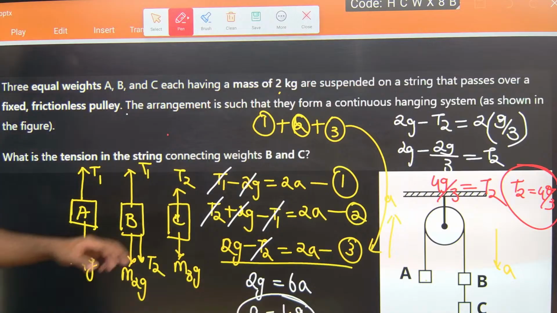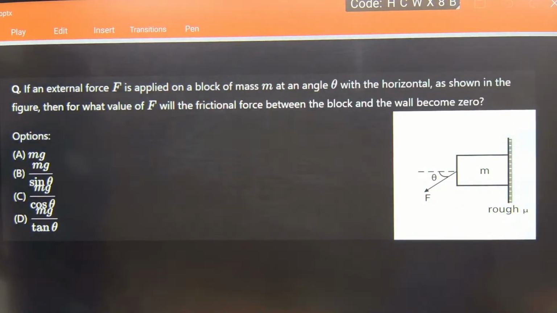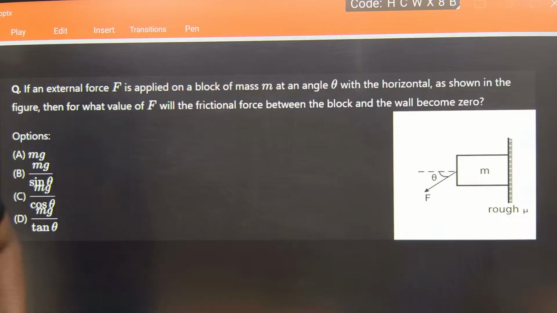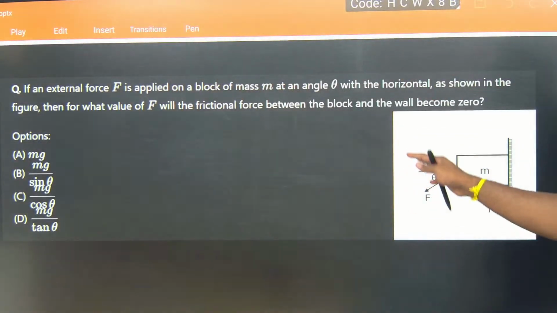Okay, we'll move to the next question. If an external force F is applied on a block of mass m at an angle theta with the horizontal as shown in the given figure, then for what value of F will the frictional force between the block and the wall become 0? So the frictional force between the block and the wall should be 0.